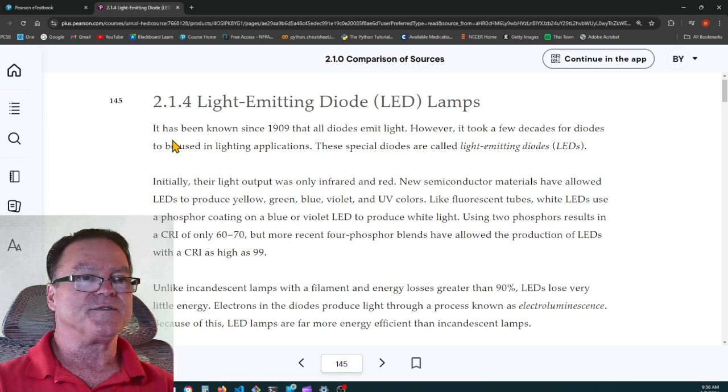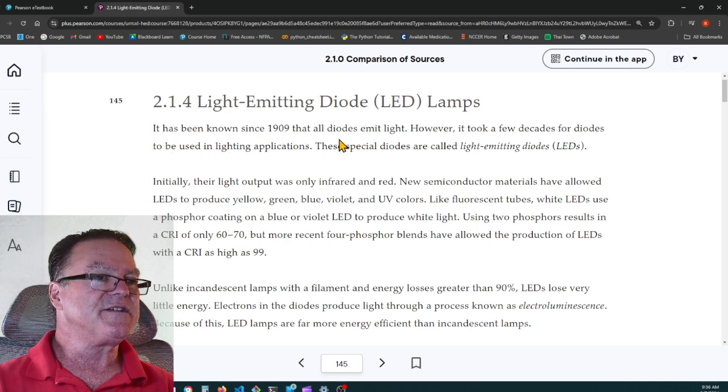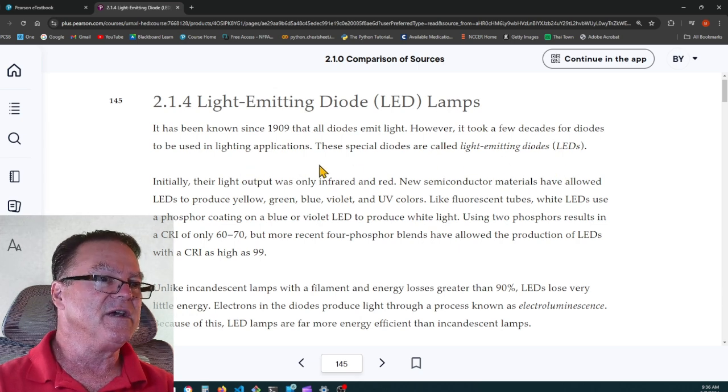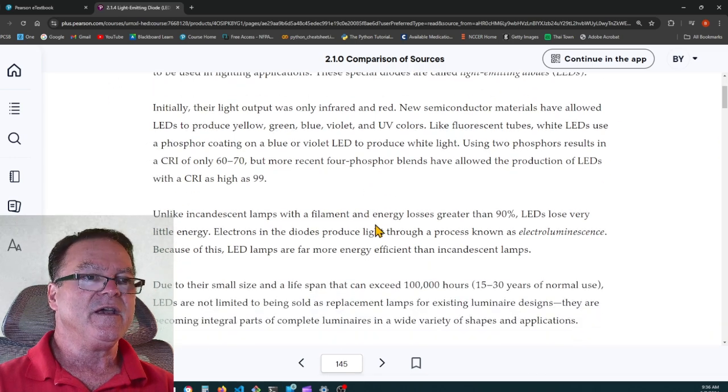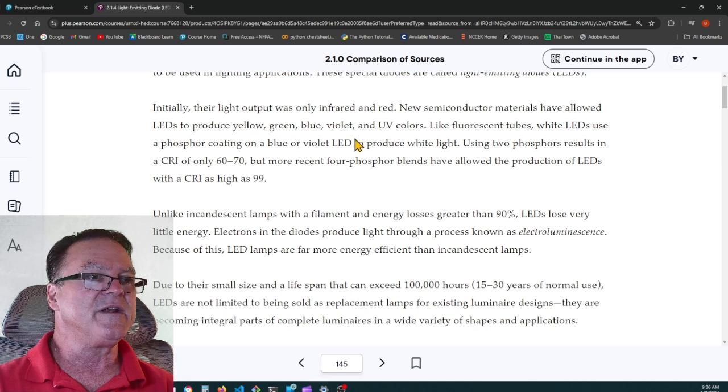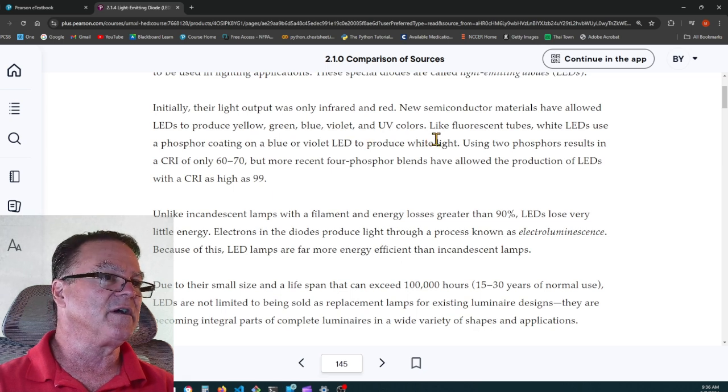Light emitting diodes. It's been known since 1909 that all diodes emit light. However, it took a few decades for diodes to be used in lighting applications. These special diodes are called light emitting diodes. Initially, their light output was only infrared and red. New semiconductor materials have allowed LEDs to produce yellow, green, blue, violet, and ultraviolet colors.